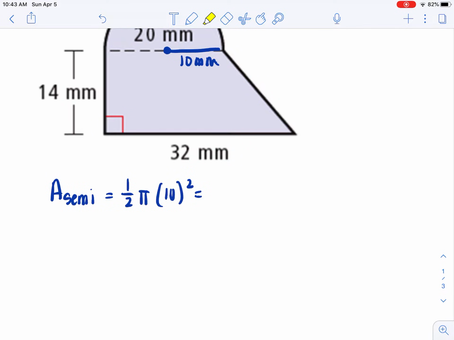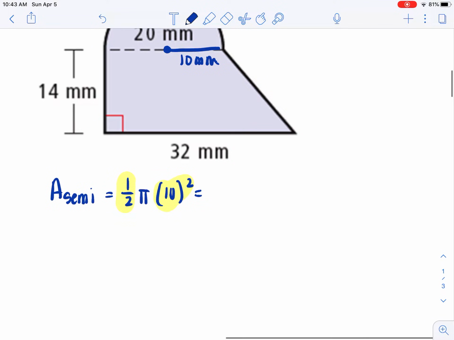Okay, so now I'm going to keep this answer exact for now, right? So what's 10 squared? 100. What's half of 100? 50. So the area of that semicircle is 50 pi millimeters squared.